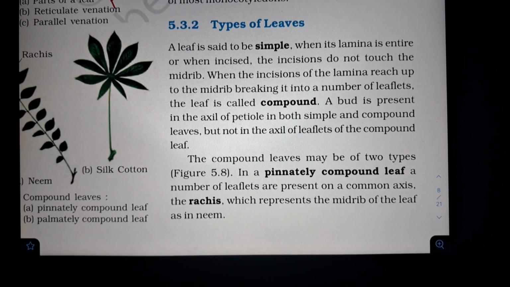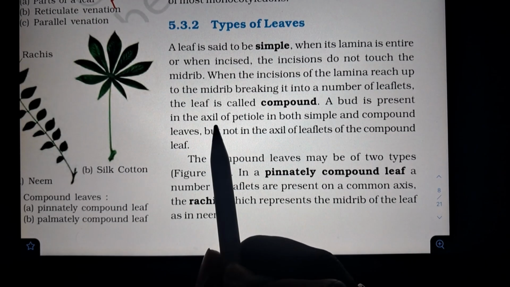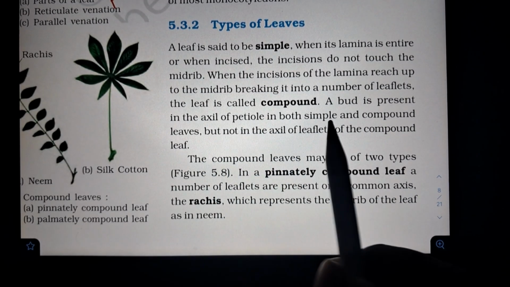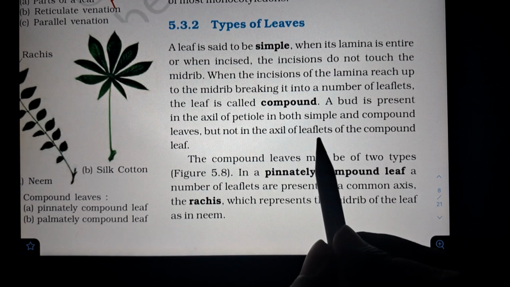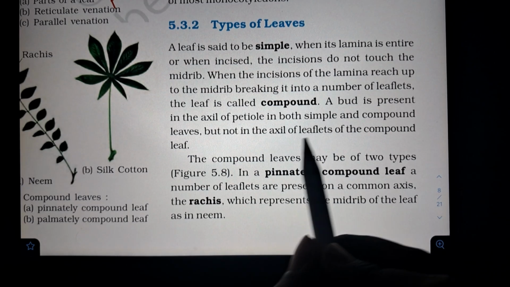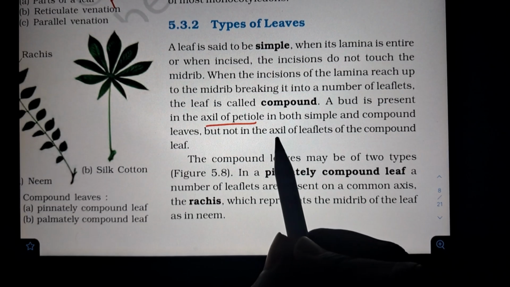The bud is present in the axil of the petiole in both simple and compound leaves, but not in the axil of leaflets. You should be aware of this: axil of petiole and axil of leaflets.